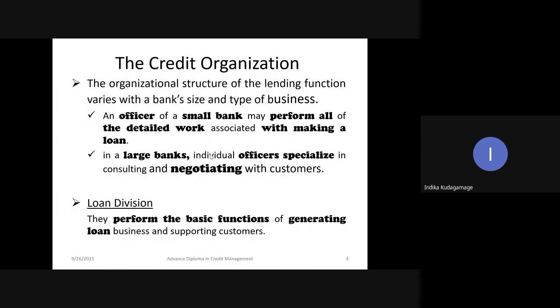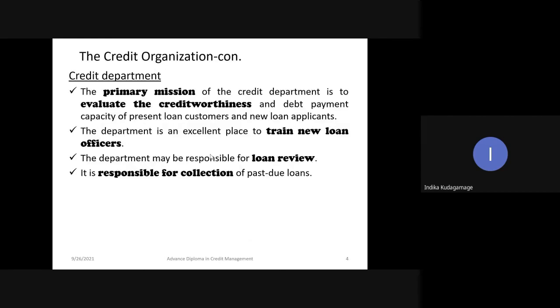Loan division, they perform the basic function of generating loans and support. That is the front end. It can be credit officer who is doing the marketing part, or it can be salesperson who is doing the marketing part. And we are the touch point for the customer. Then we have the credit department. We discussed this one, loan division, where is the customer touch point, and we do the marketing and main documentation part there. Then comes the credit department.